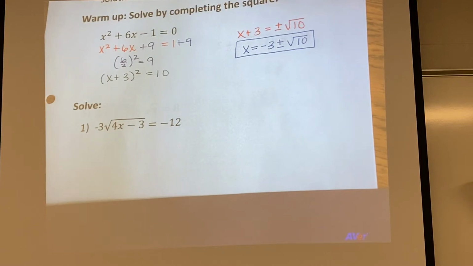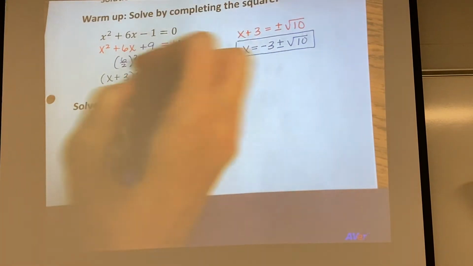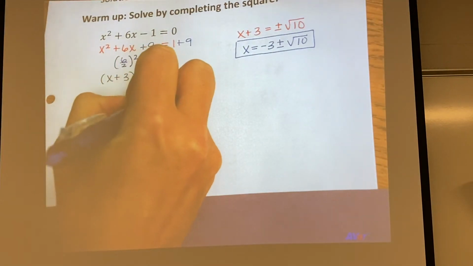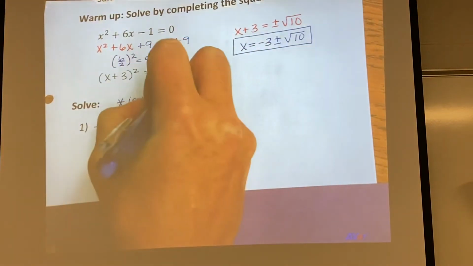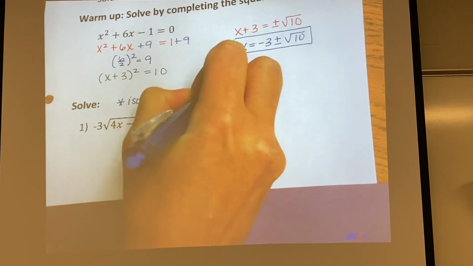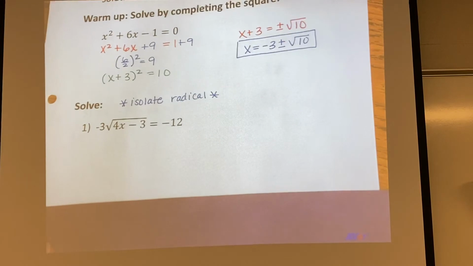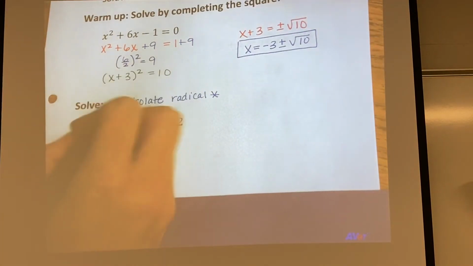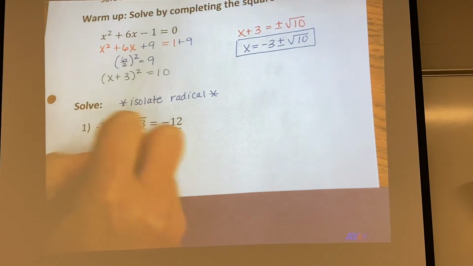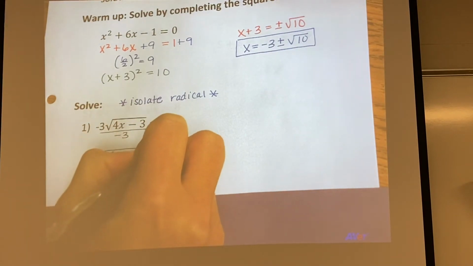So one thing you want to keep in mind when you're solving a radical is always isolate the radical. Okay, so before we can do any solving, we want the radical to be by itself on that side. So on number 1 here, we want to start by getting rid of that negative 3. So we're going to divide both sides by negative 3. So we have the square root of 4x minus 3 equals 4.